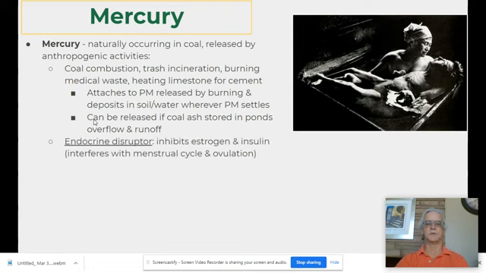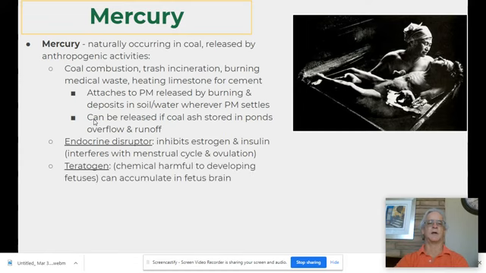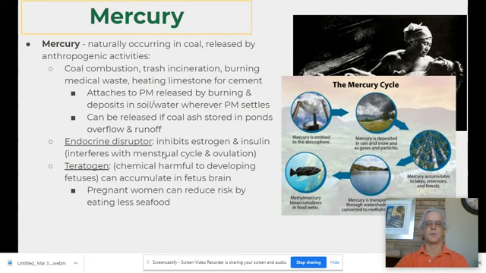It's an endocrine disruptor and inhibits estrogen and insulin. It interferes with menstrual cycles and ovulation. It can be a teratogen, meaning that it is harmful to developing fetuses, and it can cause major birth defects, as it accumulates in the fetus's brain. Pregnant women can reduce risk by eating less seafood.